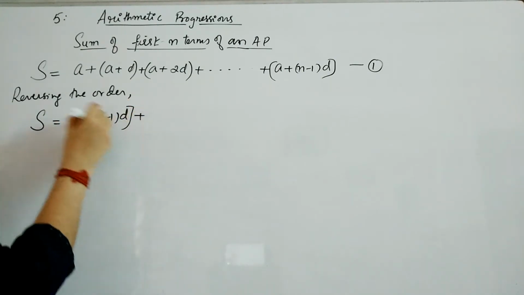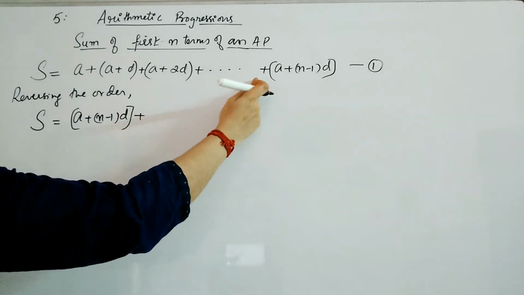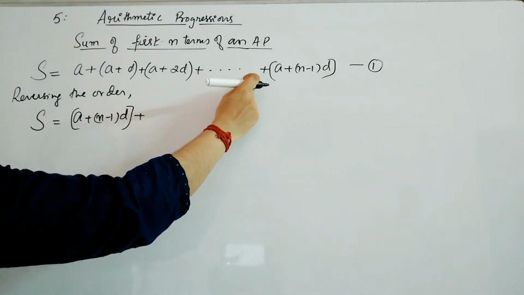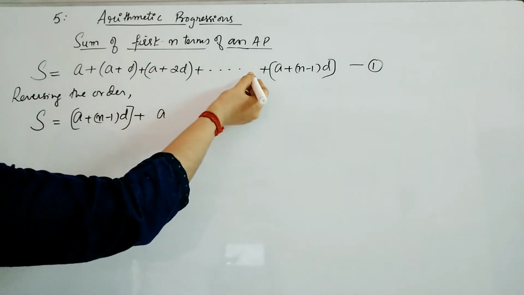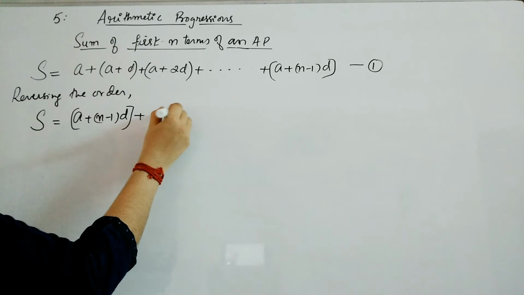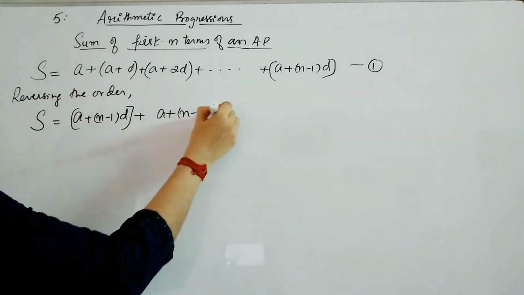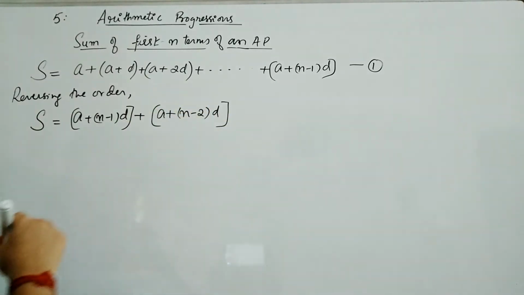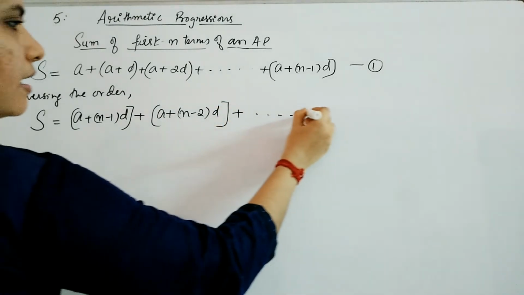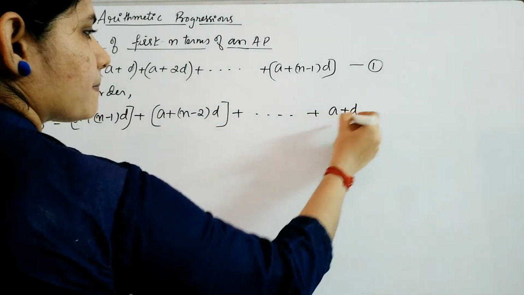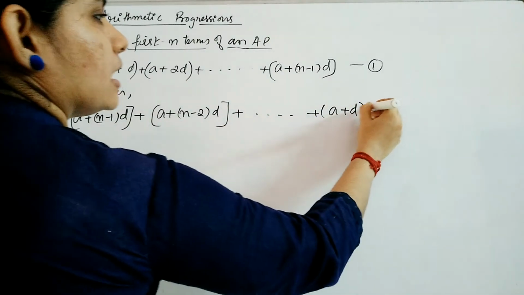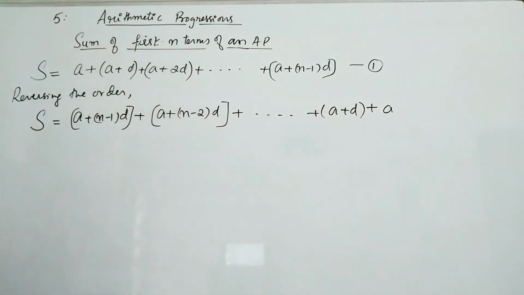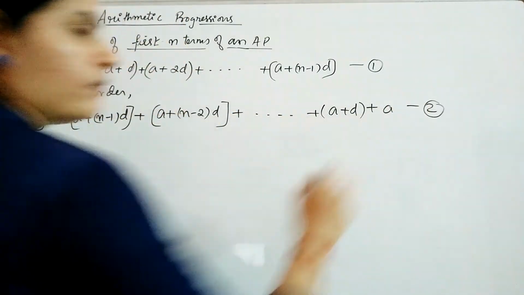What will be the next term? The next term will be the n minus 1th term, that is A plus n minus 2 into D, and it will come as the second term here. Plus etc. Then you have A plus D, which is the n minus 1th term in the original, and then you have A, which is your nth term. So actually both are representing the same sum.